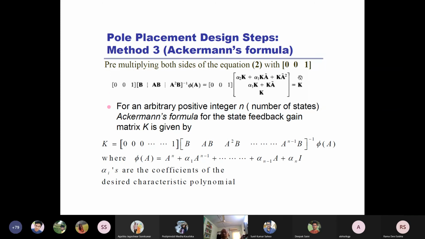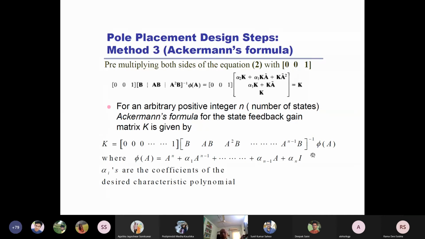This is basically called the Ackermann's formula. So k will be given equals to [0, 0, 1] multiplied by the inverse of the controllability matrix [B, AB, A squared B], and multiplied by phi(A). Phi(A) will be given by A to the power n plus alpha 1 A to the power n minus 1 up to alpha n I, where alpha 1 to alpha n are the coefficients of the desired characteristic polynomial. So this is basically called the Ackermann's formula.